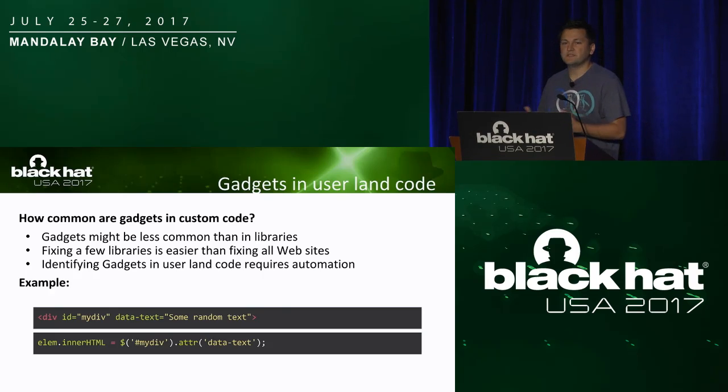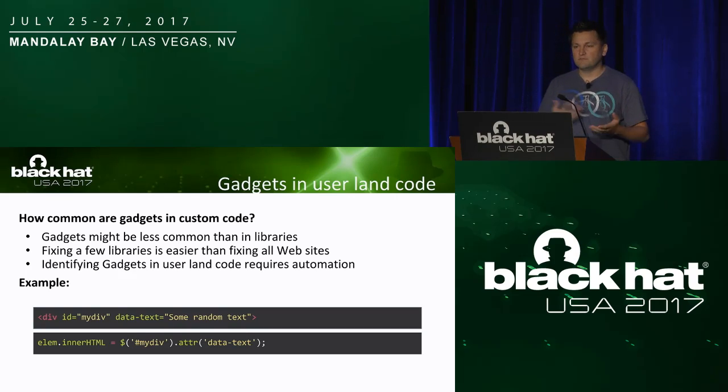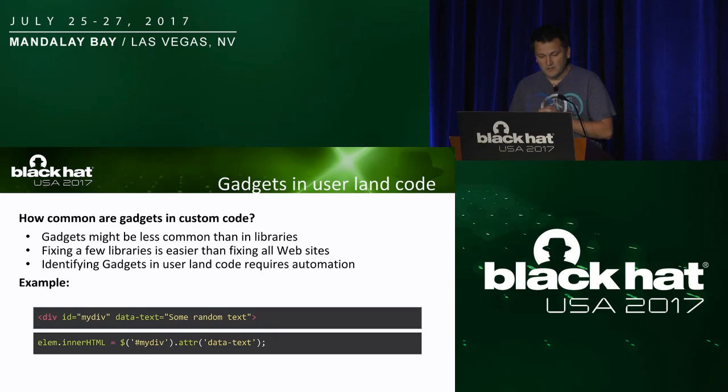So what we were interested in is how common are gadgets in custom code. So just custom websites, code that lives outside of libraries. And we thought that the number of gadgets might be different in that code, because libraries are very generic. So it might be pretty obvious that you have some gadgets there, but custom code is more specific, and maybe there are fewer gadgets, or maybe even more, we don't know, right?